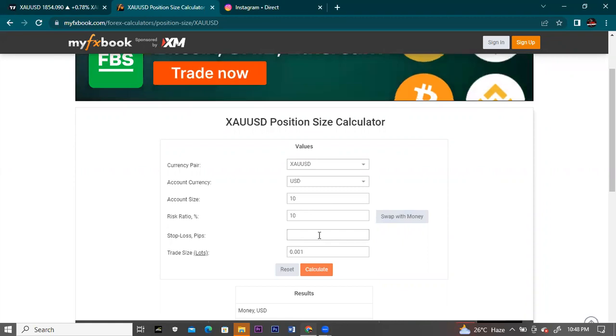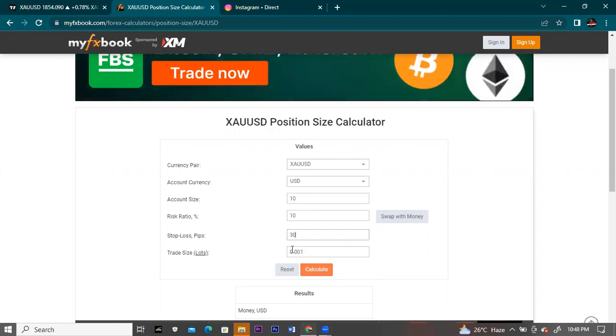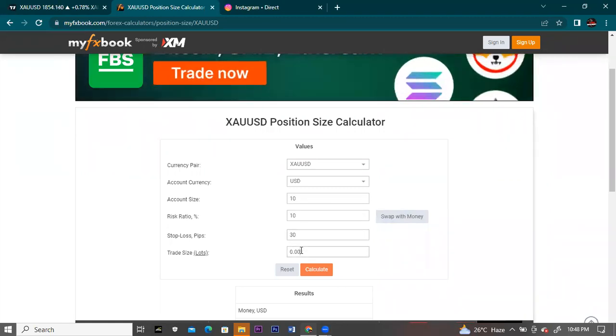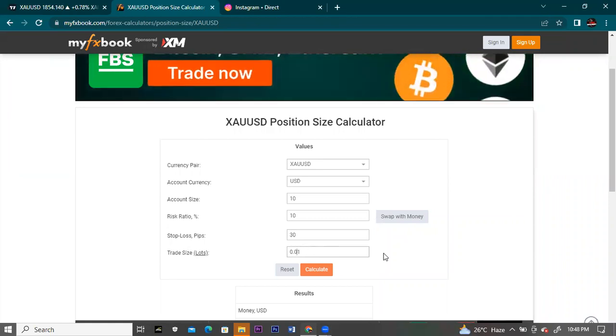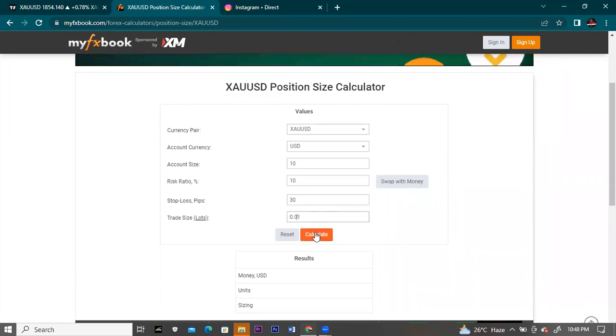Then your stop loss, maybe 20 pips or 30 pips. You come to this trade lot, you remove the zero. Remember, MetaTrader 4 has 0.01 minimum, right? So you click calculate. That 10% you are risking out of that $10, how will I put it? 10% of $10 is $1. So you see, it's very small.